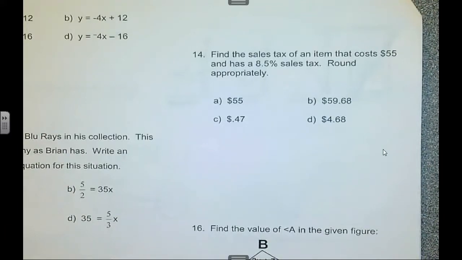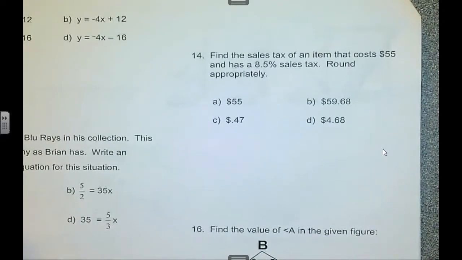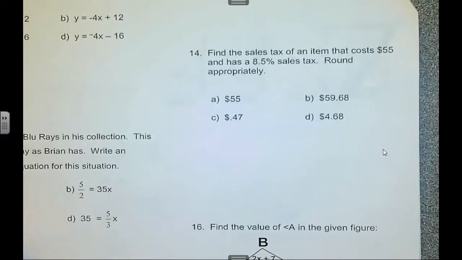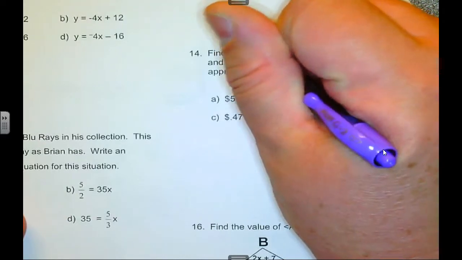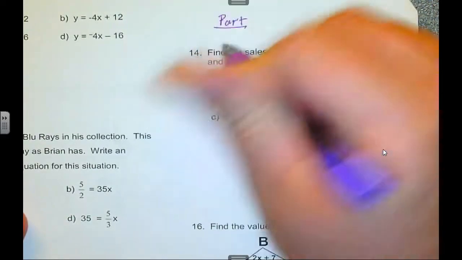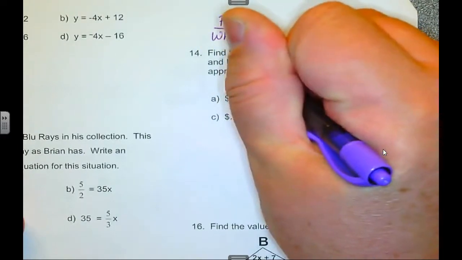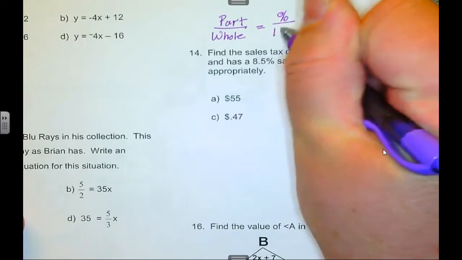It says, find the sales tax of an item that costs $55 and has an 8.5% sales tax. Okay, remember that I taught you guys that part over whole, or piece over whole, is over of, was another one, equals percent over 100.